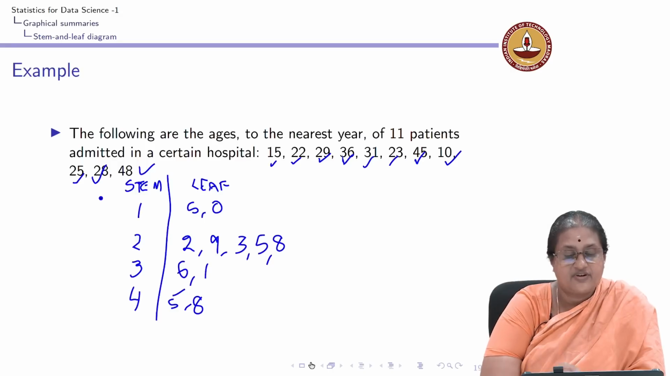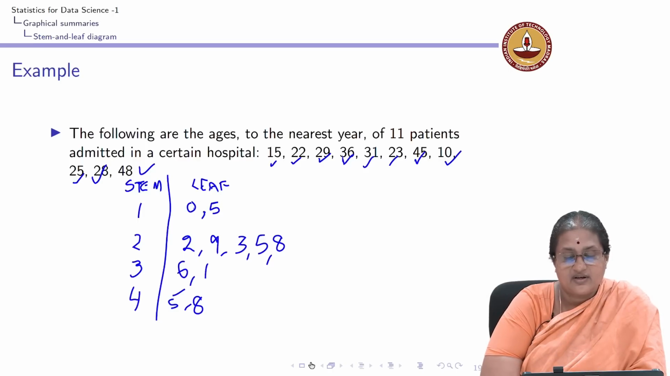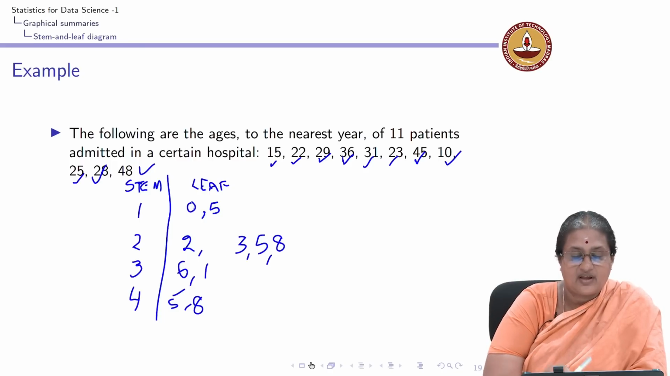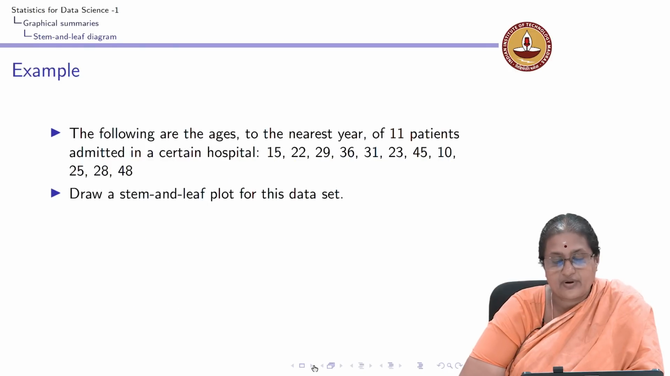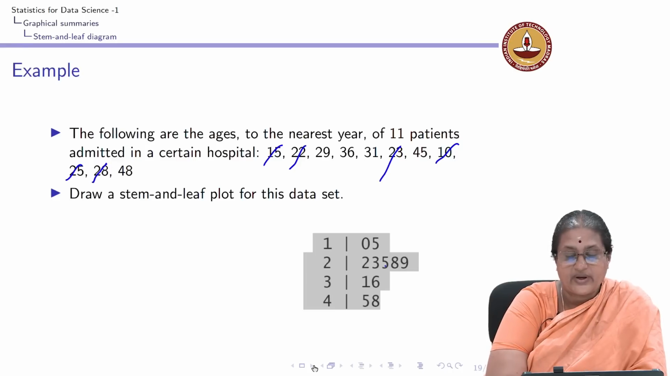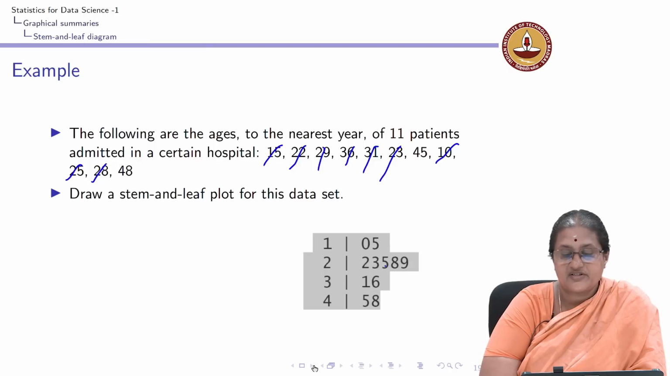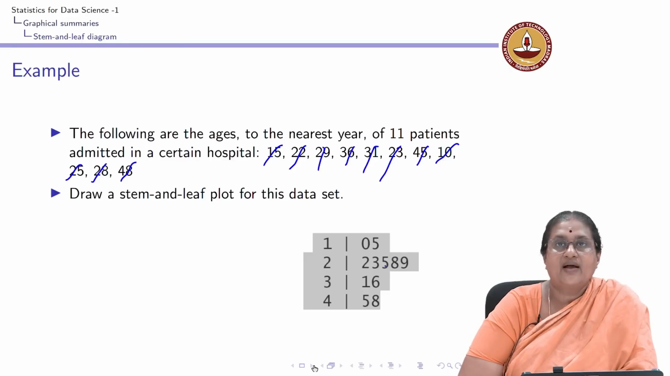The way I can arrange the leaves here is I get a 0 and a 5. That is the arrangement. Here this is going to be 2, 3, 5, 8 and a 9. This would be 1 and a 6, and the last is going to remain as it is, to have a final stem plot as the following: 1 with 0, 5; 2 with 2, 3, 5, 8, 9; 3 with 1, 6; and 4 with 5, 8. 1, 0 corresponds to 10, 1, 5 corresponds to 15, then I have 22, 23, 25, 28, 29, 31, 36, 45 and 48. So this is how we construct a stem plot.